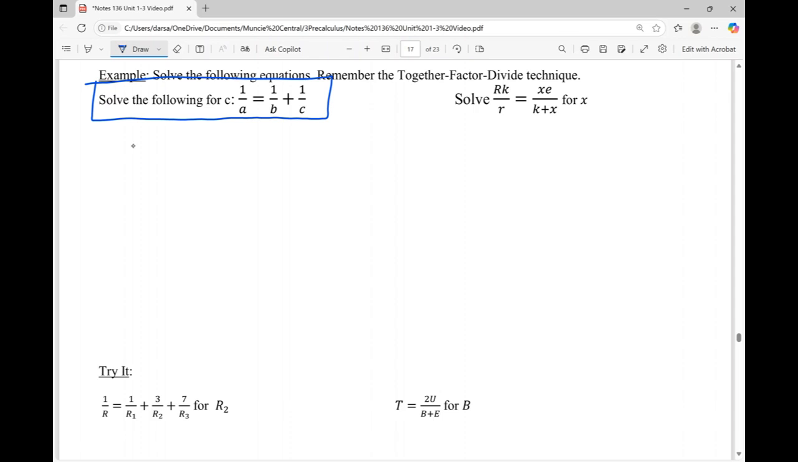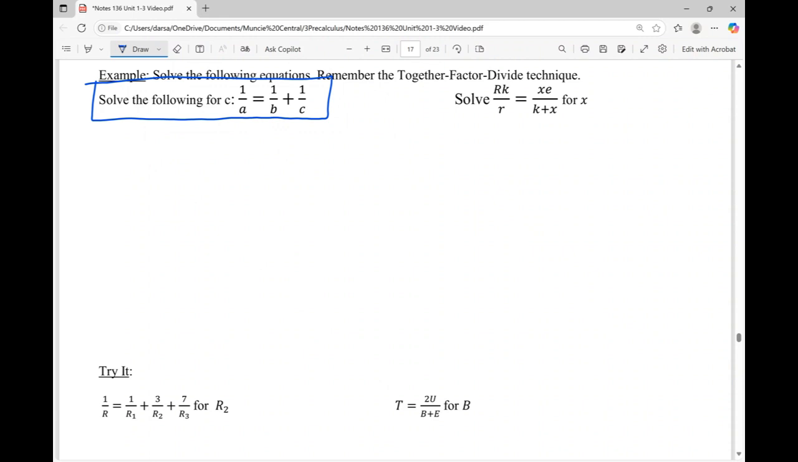And what a lot of students do is they don't pay attention to the fact that these are fractions. They just flip them all over and make it a equals b plus c. Absolutely not correct. Don't do that. Okay, this is a fraction. It is an equation of fractions. How do we get rid of fractions? We multiply everything by the common denominator.